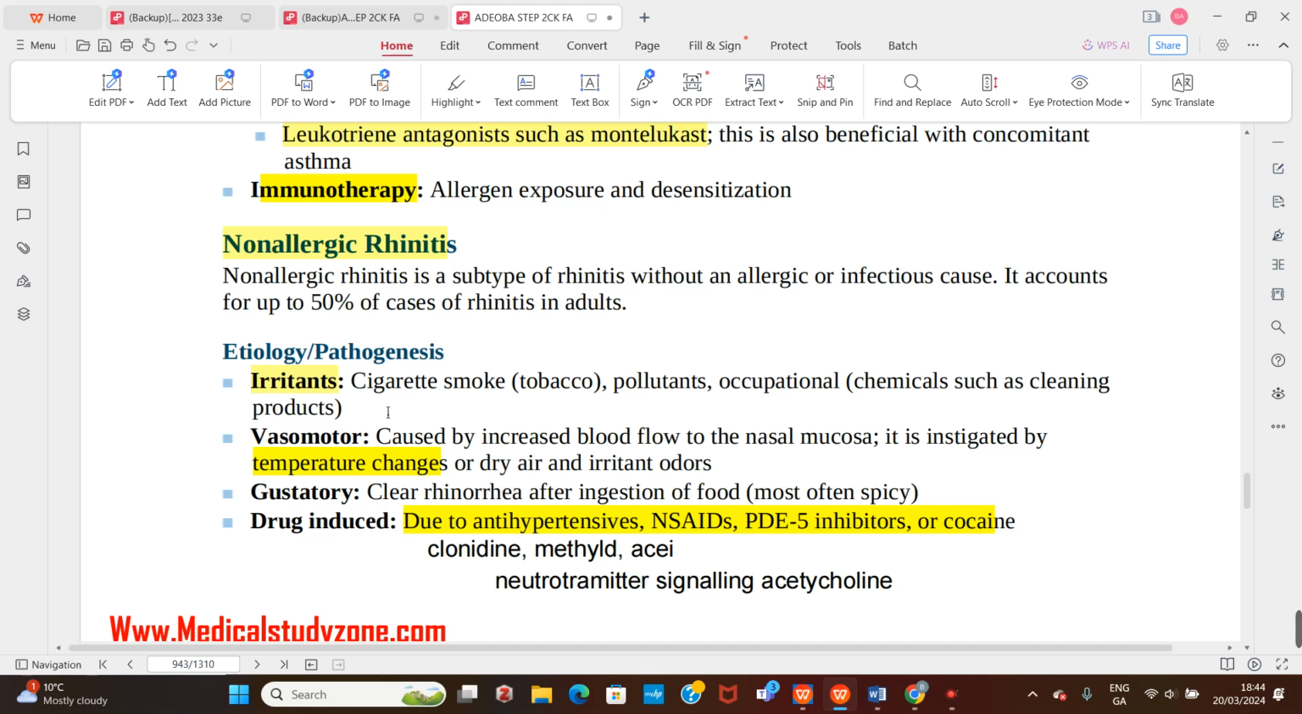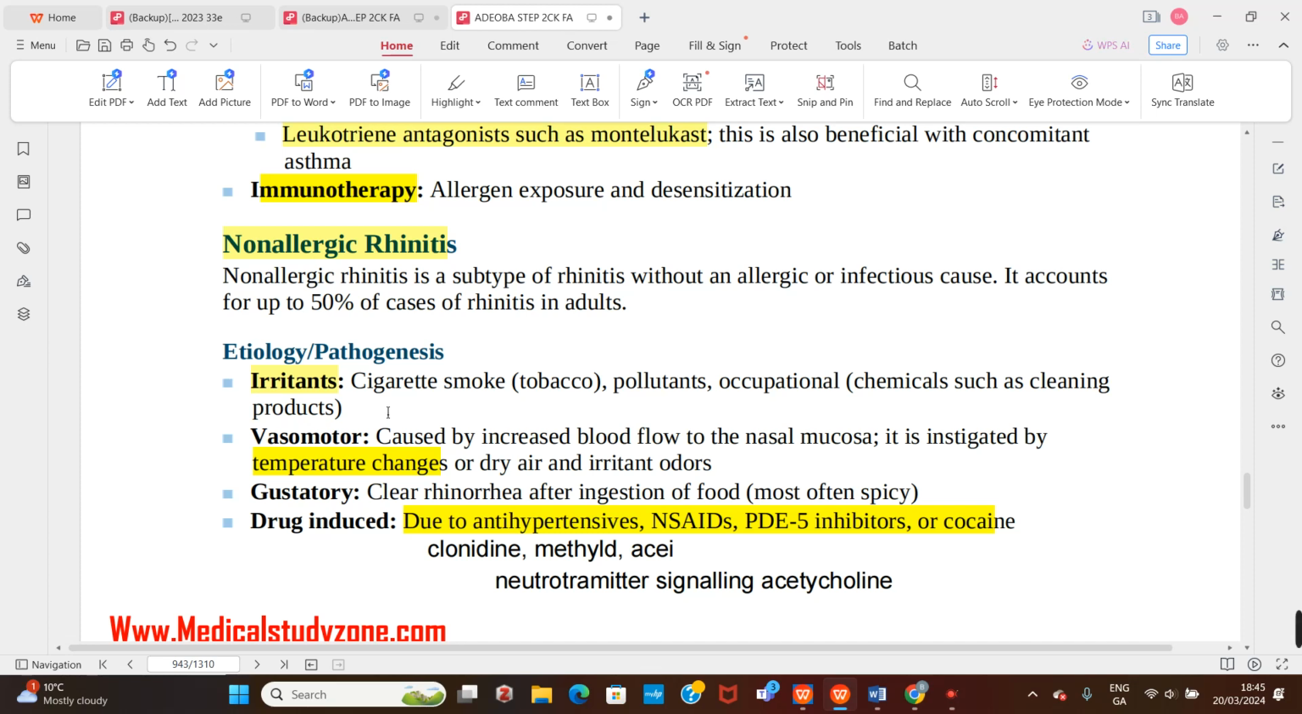The gustatory. So some people, after tasting some particular food, you will notice this. I think this happens to almost everybody. You taste some food that's very spicy, you start seeing water running down the nose. So that is due to stimulation of the muscarinic receptors in the nose, which increase the nasal secretions. Or people that take alcohol, they can have gustatory rhinorrhea too, all due to activation of the muscarinic receptors.